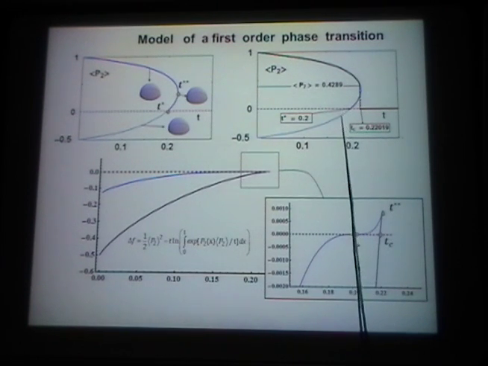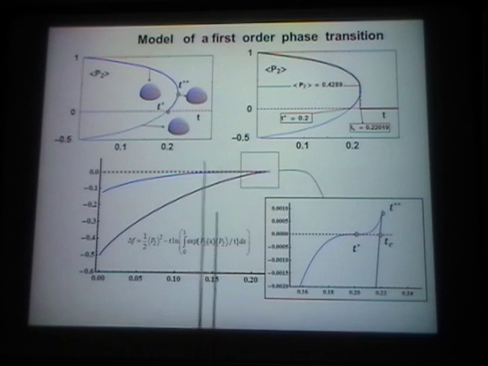You see, this branch is metastable. Although it has the free energy which is lower than the energy of the isotropic solution, still this free energy is higher than the free energy of the main solution. So that branch never becomes stable.